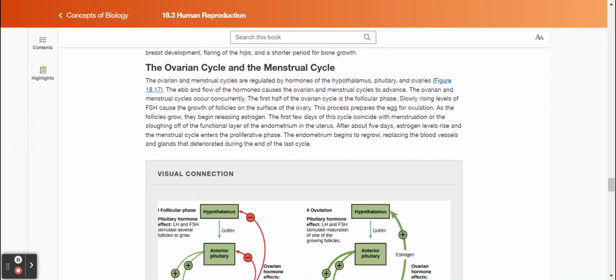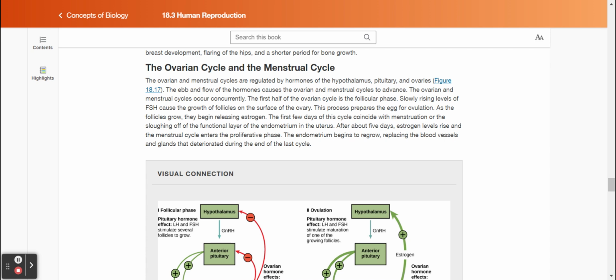The ovarian cycle and the menstrual cycle. The ovarian and menstrual cycles are regulated by hormones of the hypothalamus, pituitary, and ovaries. The ebb and flow of the hormones causes the ovarian and menstrual cycles to advance. The ovarian and menstrual cycles occur concurrently. The first half of the ovarian cycle is the follicular phase.